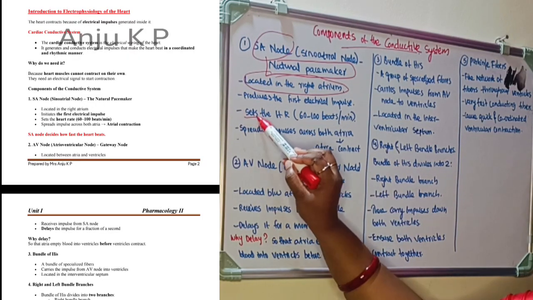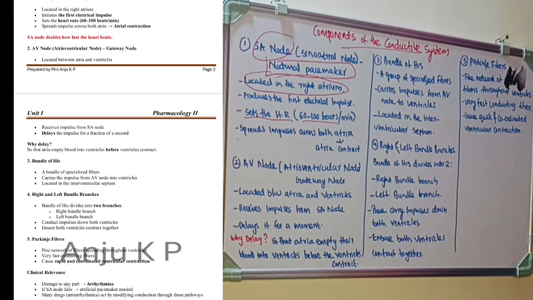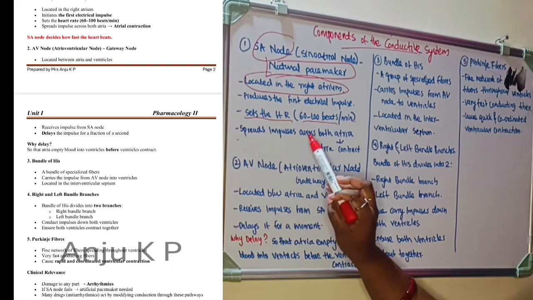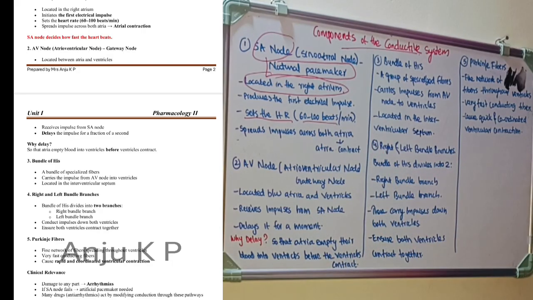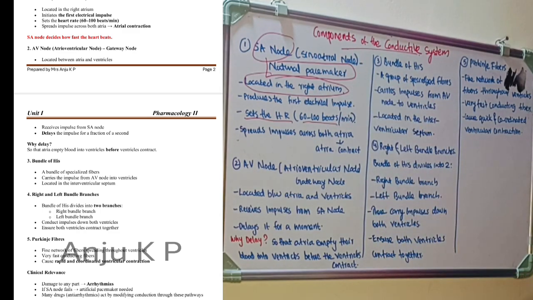It is responsible for setting the heart rate in the range of 60 to 100 beats per minute. It will spread impulses across both atria, and the atria will contract. So the SA node is responsible for the speed of the heartbeat. You have to keep in mind, the SA node is responsible for the speed of the heartbeat.